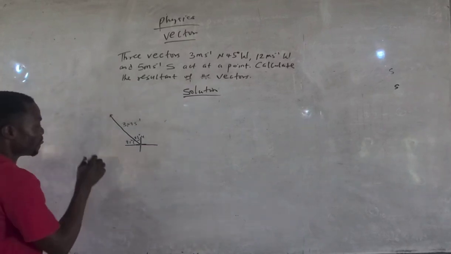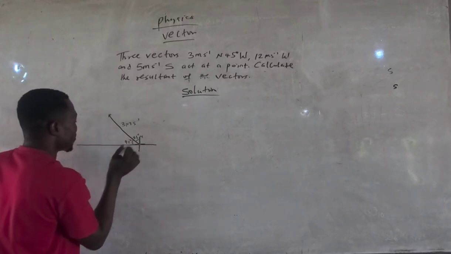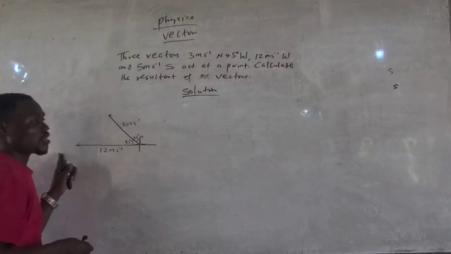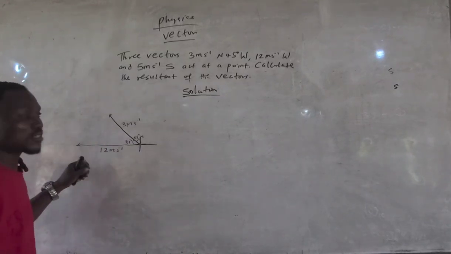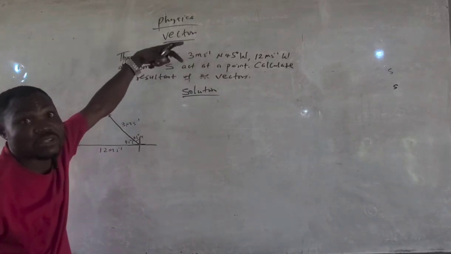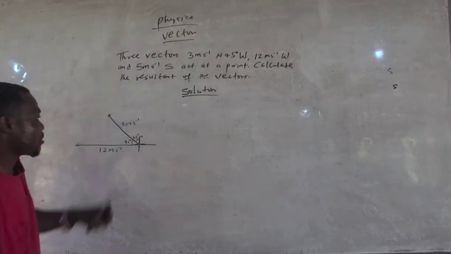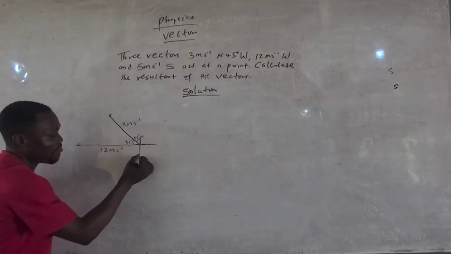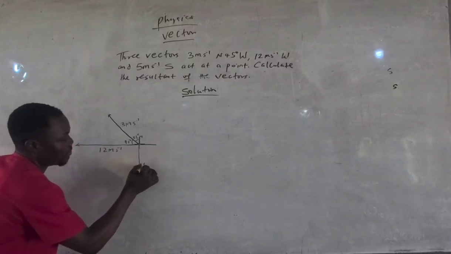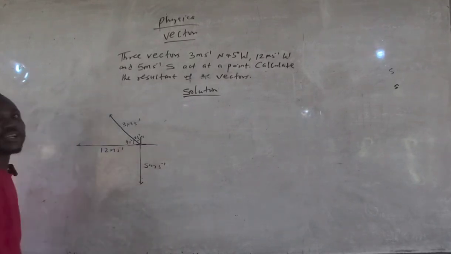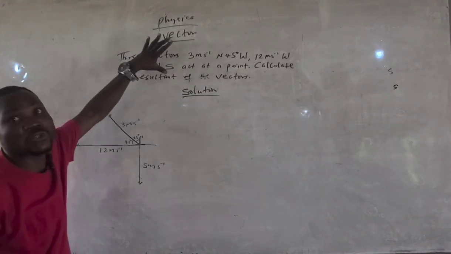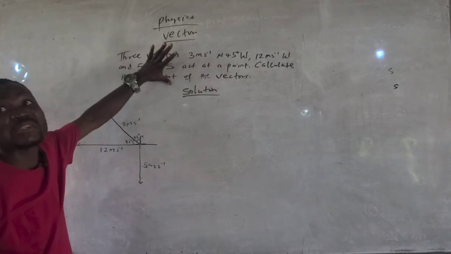Then the second vector, or the other vector, is acting towards the west. And the value is 12 meters per second in the western direction. You can see as I'm representing this, the length of the 12 meters per second is longer than 3 meters per second because it is higher in magnitude. So take note of that. Then we have the 5 meters per second acting in the southern direction. So these are the three vectors. I have not solved anything yet. All I did is just to represent the question, using a diagram to rewrite the question.